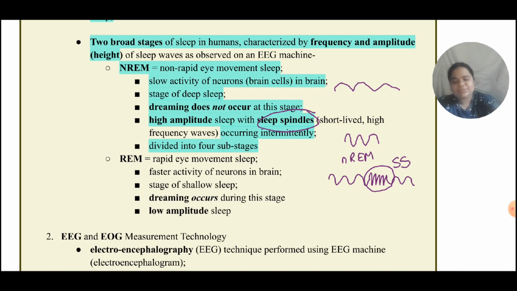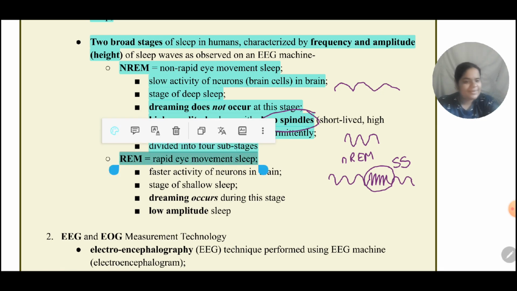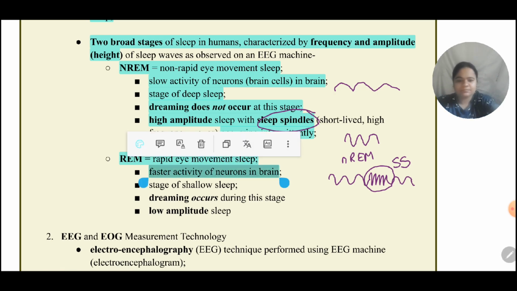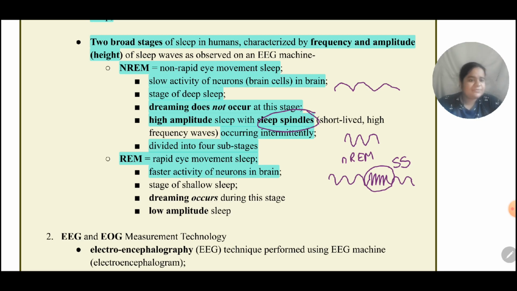Okay, the other stage of sleep is known as REM, rapid eye movement sleep. It is the converse of the NREM stage. Again, the name itself describes what kind of sleep stage it is. In the NREM stage of sleep, we saw that we get to see less frequent waves, that is, neurons are working slowly in the brain. In the REM stage of sleep, neurons are working rapidly in the brain. So the frequency of waves on the EEG monitor is going to be high.